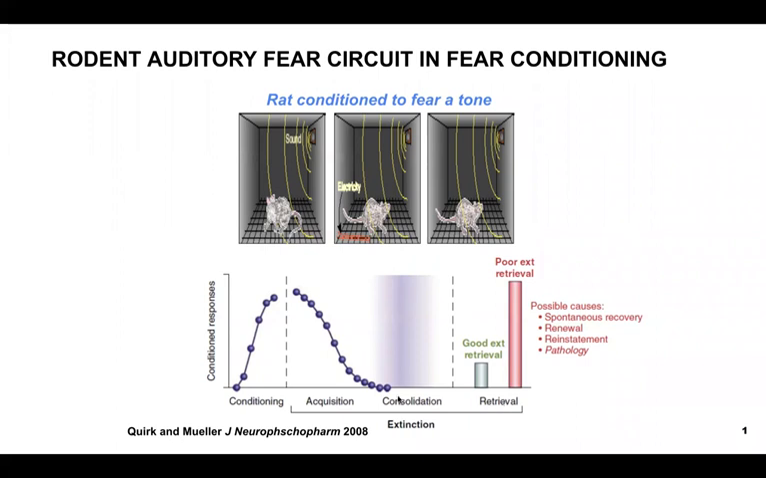These terms can be a little confusing, but what is important to understand is that extinction is actually creating a memory of its own and not erasing a previous memory. So let me repeat that again. Extinction is actually learning a new memory of extinction and is not erasing the previous memory that happened during conditioning. So during this first phase of extinction, as seen by this acquisition, the extinction memory is being acquired.